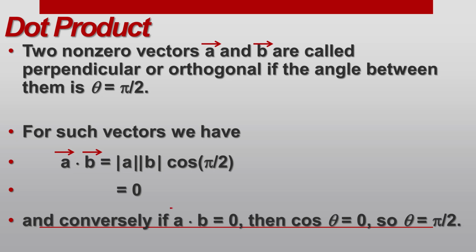The result will be 0 because cos of pi by 2 is 0. Conversely, if it is given that A dot B is equal to 0, then we know that cos theta is 0, so these two vectors must be perpendicular. If two vectors have a dot product or scalar product of 0, we should know that they must be perpendicular to each other. Keep this in mind: whenever two vectors are perpendicular, their dot product will be 0, because they are not at all parallel to each other. And if it is given that the dot product is 0, then theta must be 90 degrees.